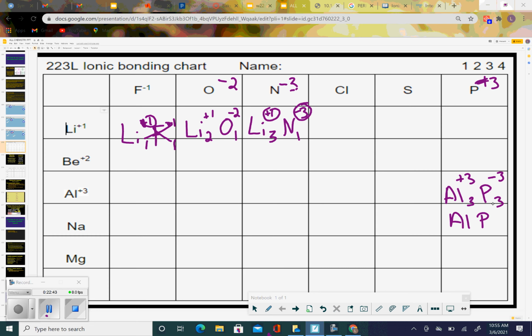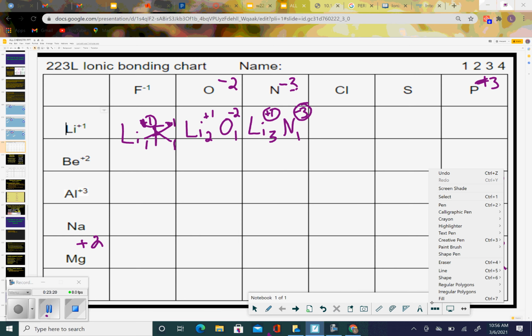Okay? So let's look at magnesium. Magnesium is a +2 and phosphorus is a -3. So this is Mg, which is a +2, P, which is a -3. This 3 goes here, this 2 goes here. So it's magnesium 3, phosphorus 2, or it's called magnesium phosphide. Okay? So I'm going to erase all of this.